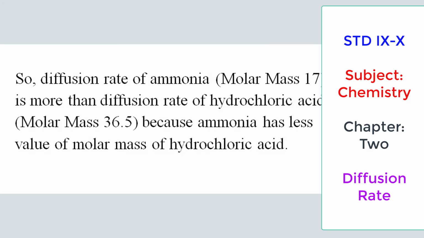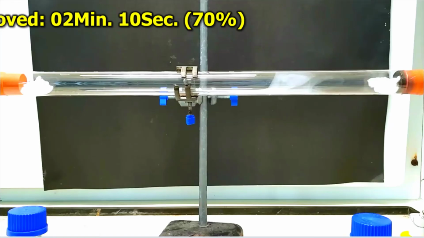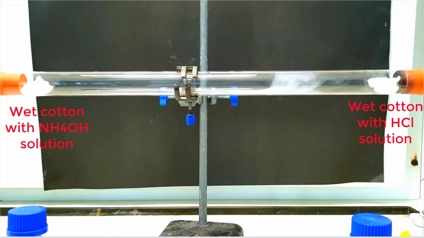So the diffusion rate of ammonia, whose molar mass is 17, is more than the diffusion rate of hydrochloric acid, whose molar mass is 36.5, because ammonia has a lower molar mass than hydrochloric acid. So we have concluded here, when the molar mass of a compound is less, the diffusion rate will be more. When the molar mass is more, the diffusion rate is less. So from the experiment we can see the white smoke is produced near hydrochloric acid, not near ammonia. This is the reason why white smoke is produced near hydrochloric acid.